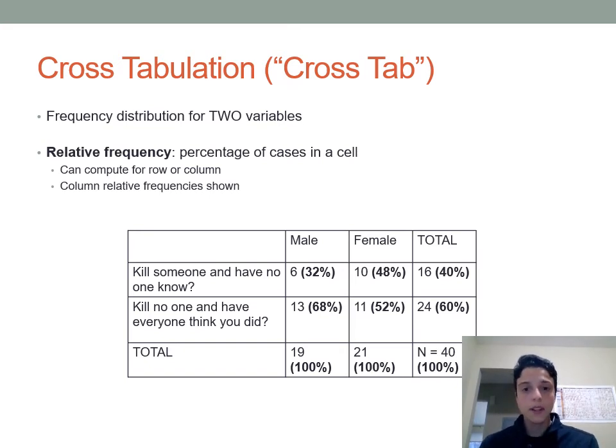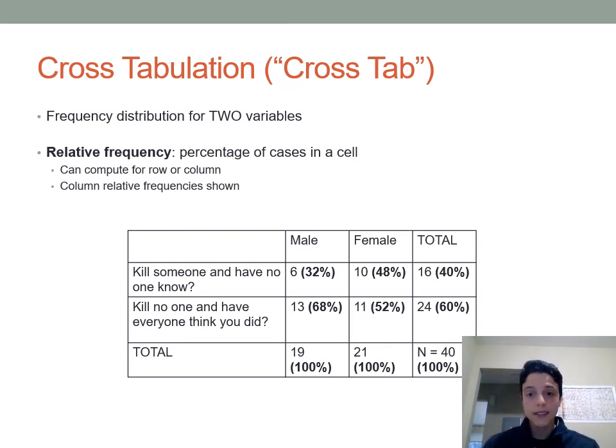So 16 people in the class total said they would rather kill someone and have no one know. So 16 out of 40 people who answered the question total is 40%. So 40% of the class, regardless of gender, said they would rather kill someone and have no one know. 60% of the class, regardless of gender, said they would rather kill no one and have everyone think they did. And then again, we have 100% at the bottom there because now we're just looking at totals, and 40 people is 100% of the class who answered this question. Sorry, who answered both questions.